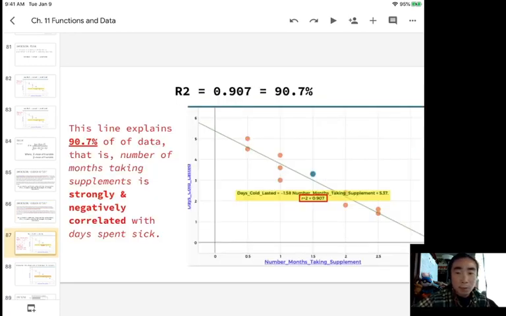And so with that same graph from before, you plug it into a computer, it gives us 90.7% of the data for the graph that's showing you number of months taking supplement. Negatively is correlated with days cold lasted.